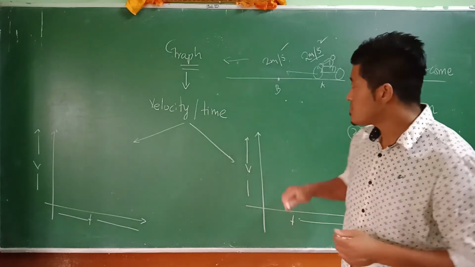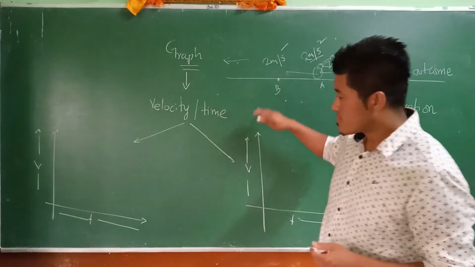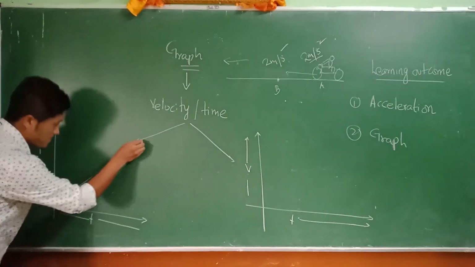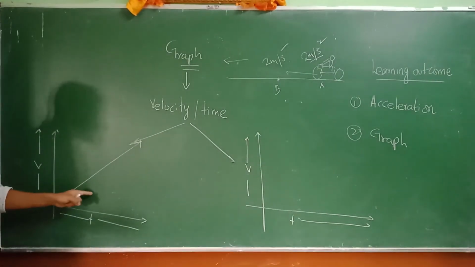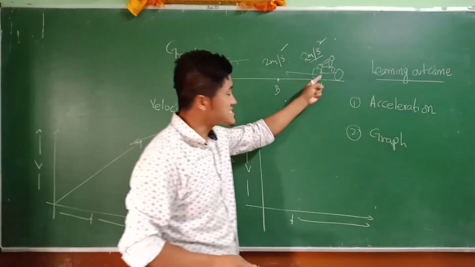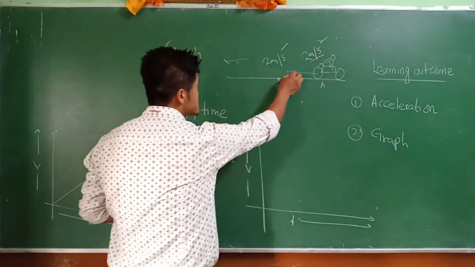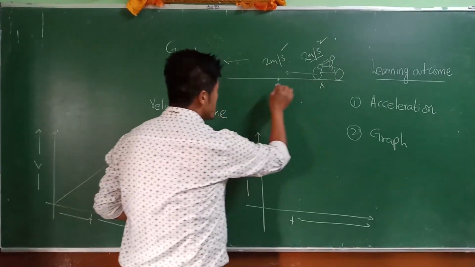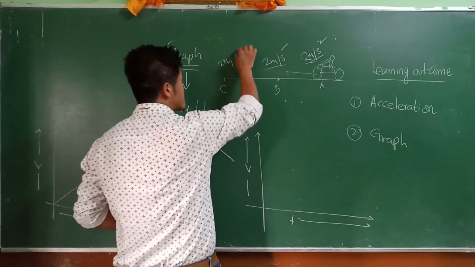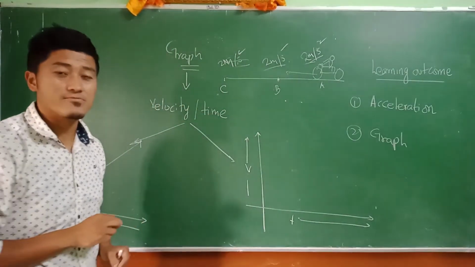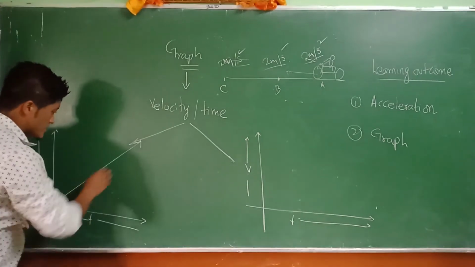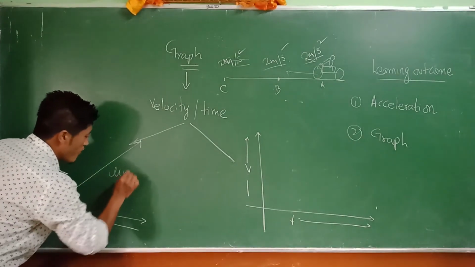So in this kind of graph, what we are indicating is that the object, like the bike, is moving at positions A, B, and C with the same kind of acceleration, that is 2 meters per second square. Same kind of acceleration. Is that clear? Understand? So this kind of thing is referred to as uniform acceleration.